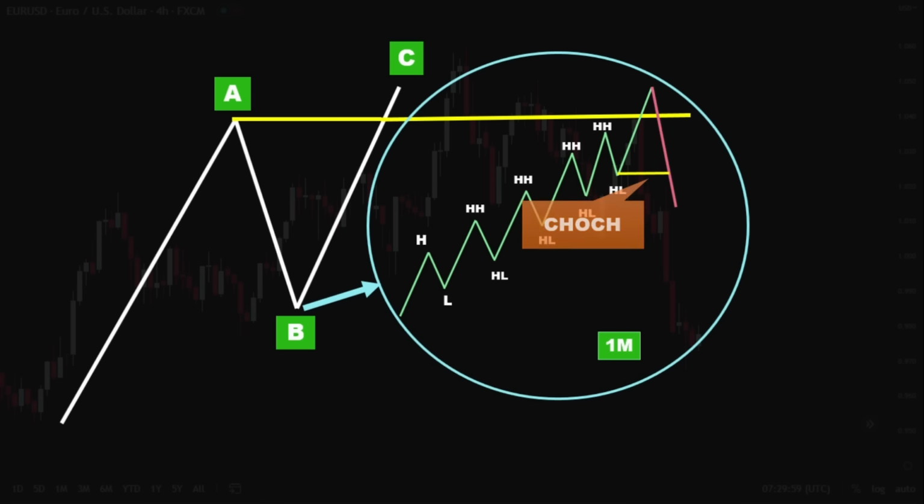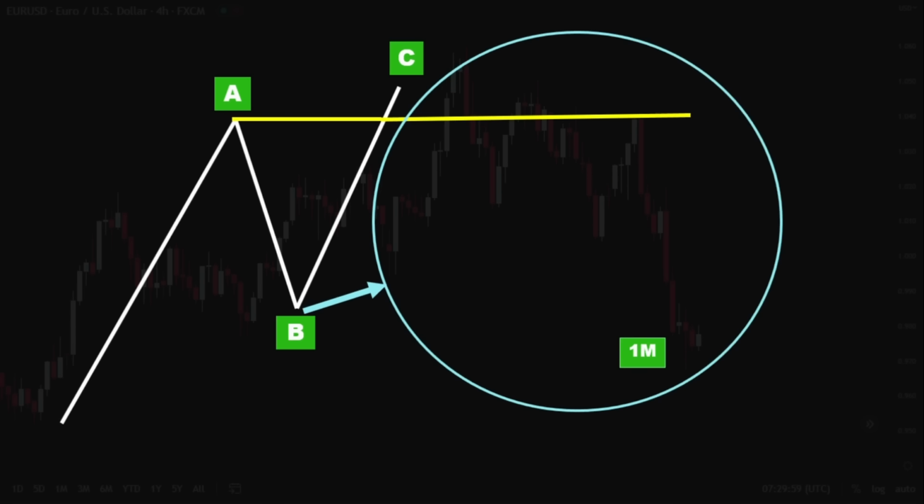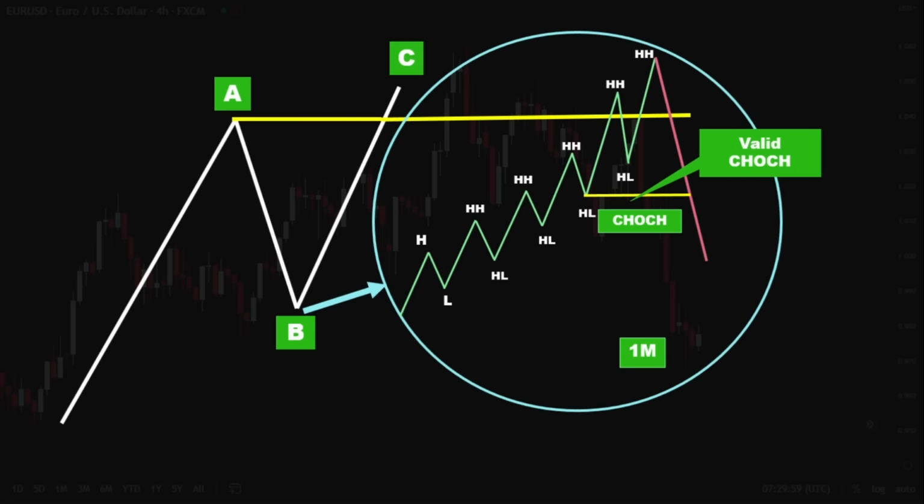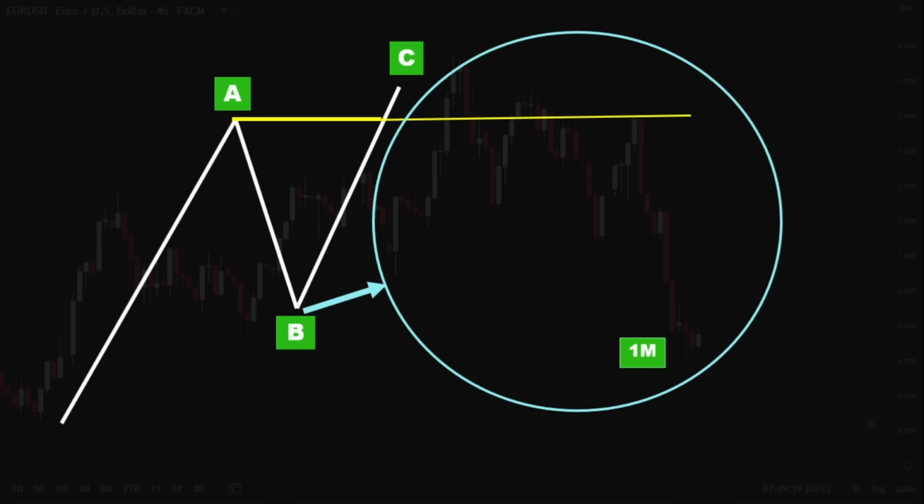However, suppose price created a structure like this on the lower time frame. In that case, this change of character is not valid because this structure, which is broken, does not belong to the wave that has swept the liquidity and was created after the liquidity sweeping. So to have a valid change of character, price must break this structure, which is made before a liquidity sweep movement.